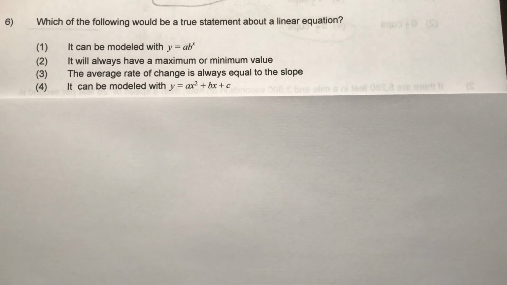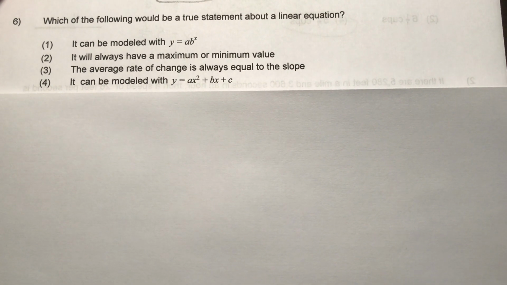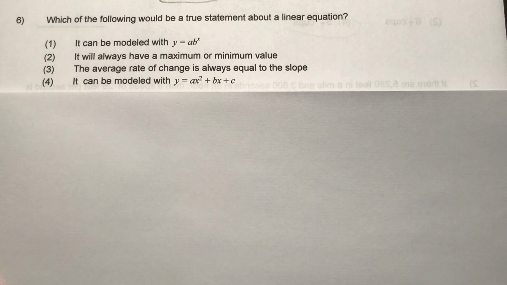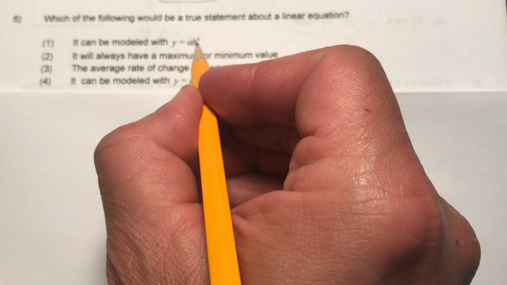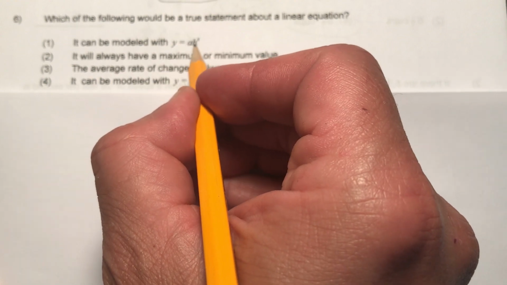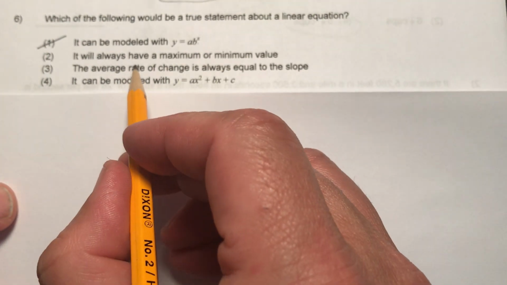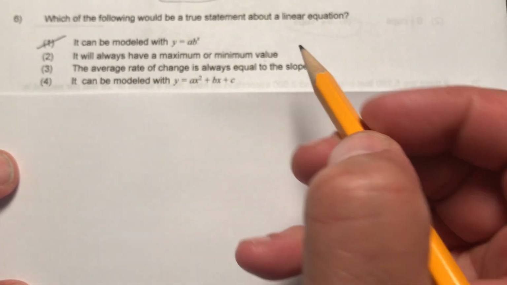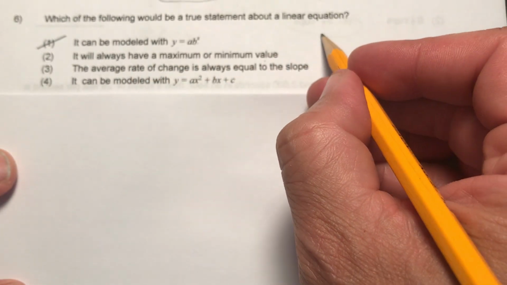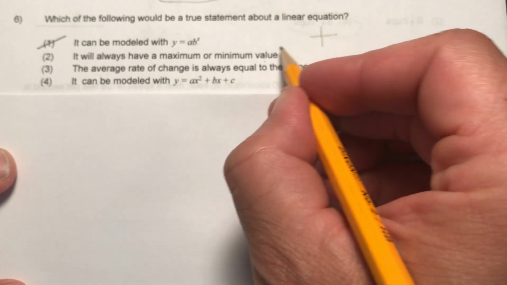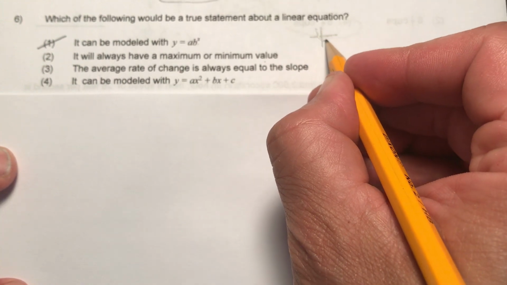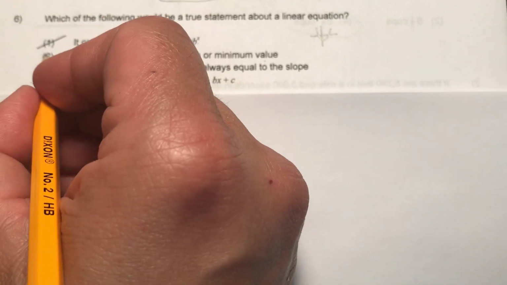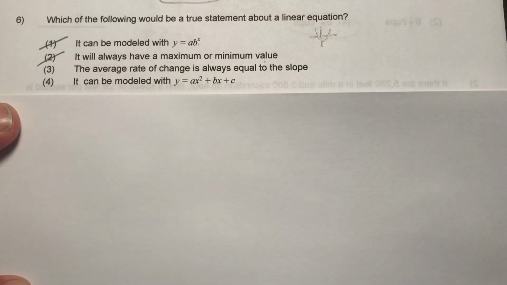And then we go down to number 6. Which of the following could be a true statement about a linear equation? Well, check this right here. That's an exponential equation, ab to the x. Hopefully you notice that's just a trick. It will always have a maximum or minimum value. Well, lines, I think this one right here is referring to the parabolas. So that right there is not a linear function.